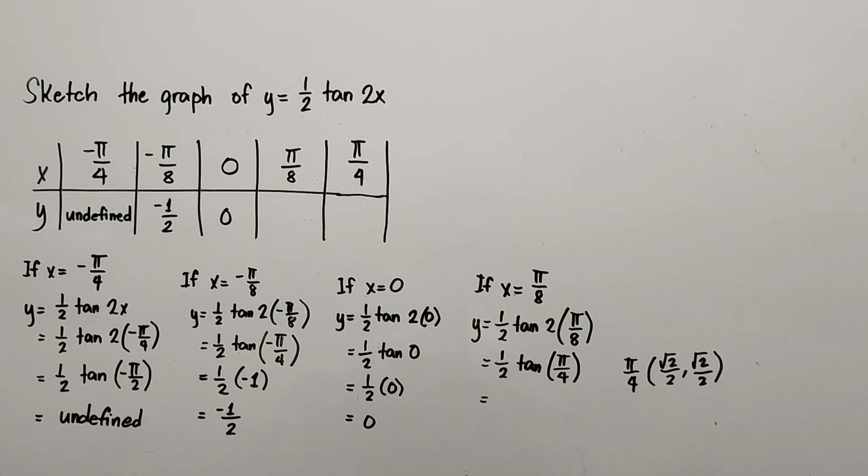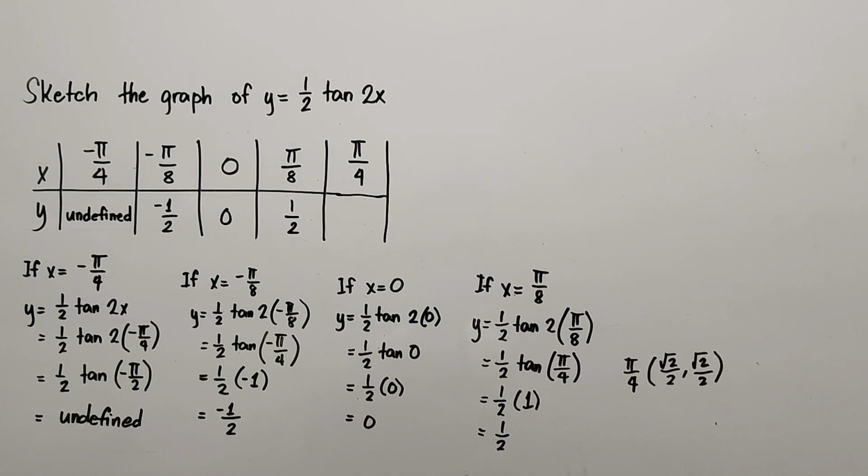For x equals pi over 8, substitute 1 half tan 2 times pi over 8. Simplify, we have 1 half tan pi over 4. In the unit circle, the coordinate is square root of 2 over 2 and square root of 2 over 2. Applying the ratio y over x, both are positive, therefore the tangent of pi over 4 is positive 1. That becomes 1 half times 1. The value of our y is positive 1 half when x is pi over 8. And for the last point, pi over 4, it is the same situation as with our negative pi over 4.